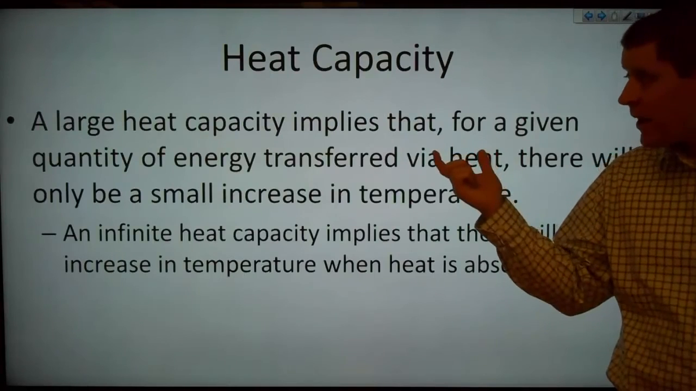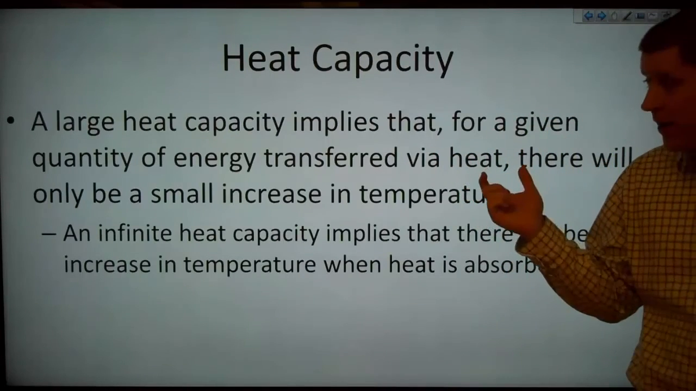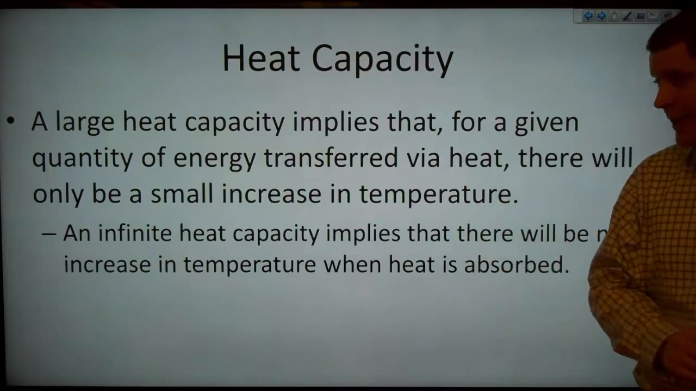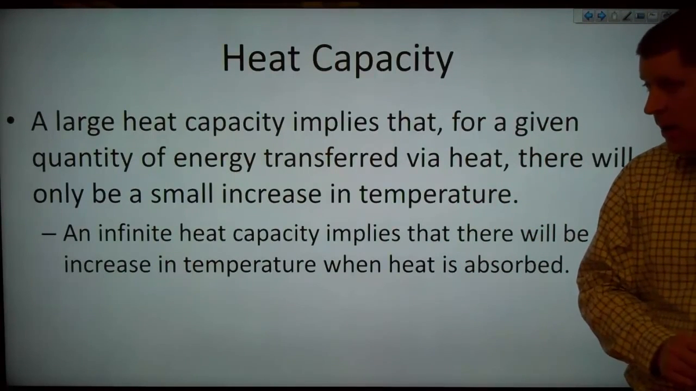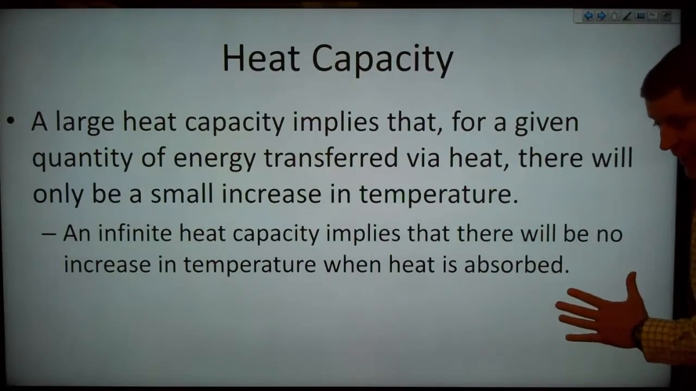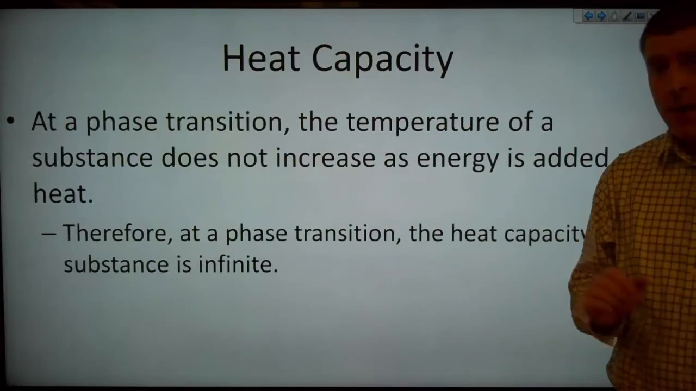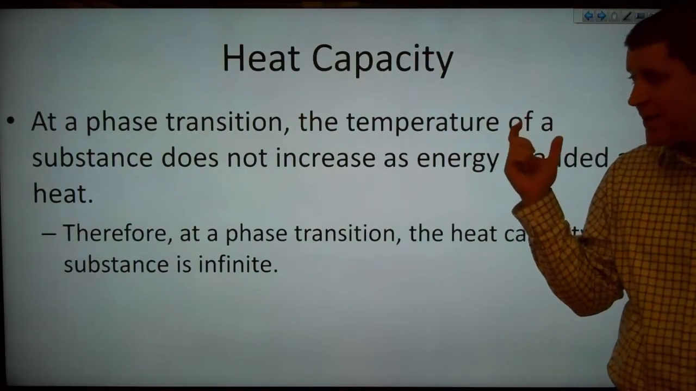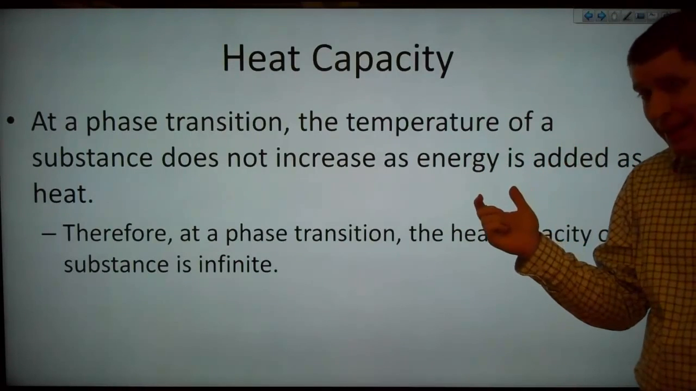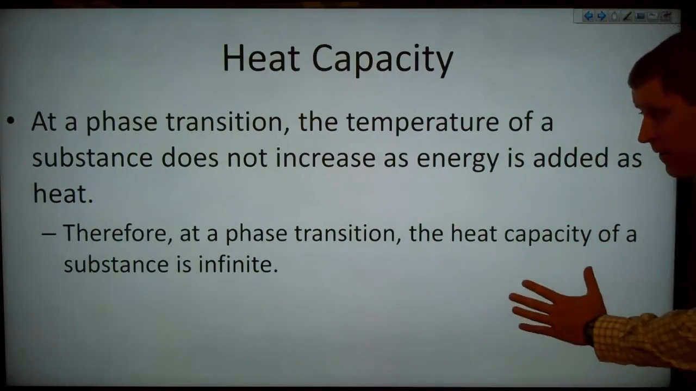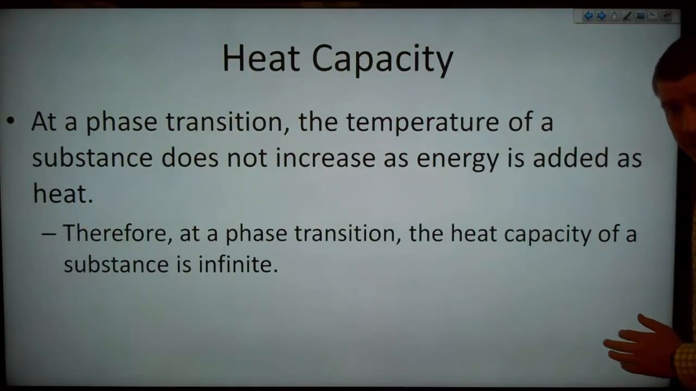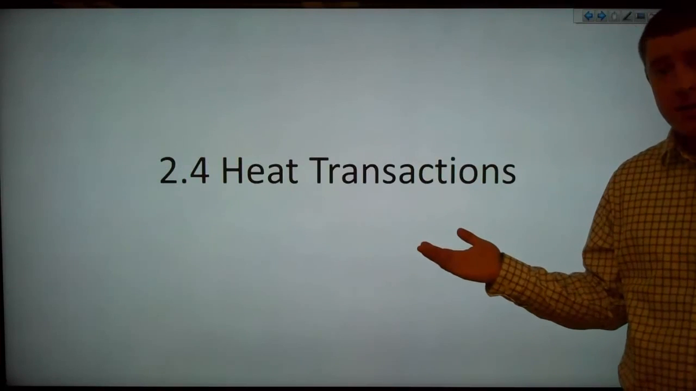So a large heat capacity implies that for a given quantity of energy transferred via heat, there will be only a small increase in the temperature. An infinite heat capacity implies that there will be no increase in temperature when heat is absorbed. Now, at a phase transition, the temperature of a substance does not increase as energy is added as heat. And that means that at a phase transition, the heat capacity of our substance is essentially infinite. So that was heat transactions.